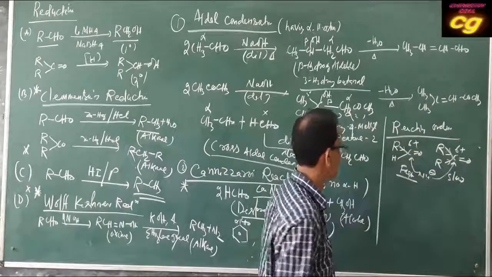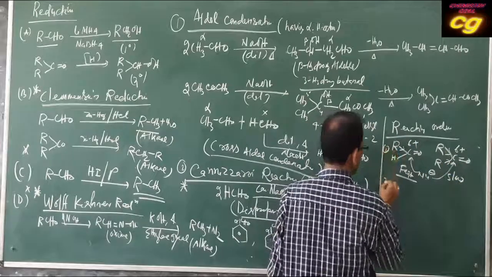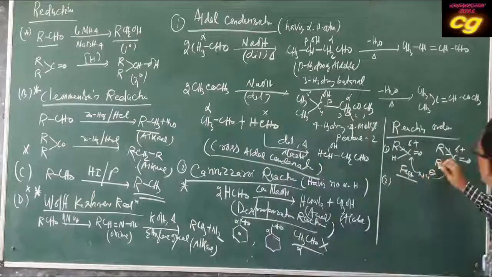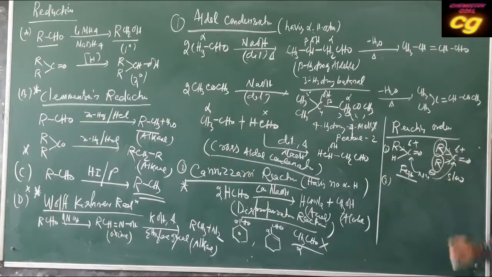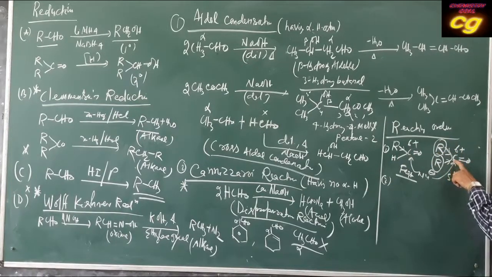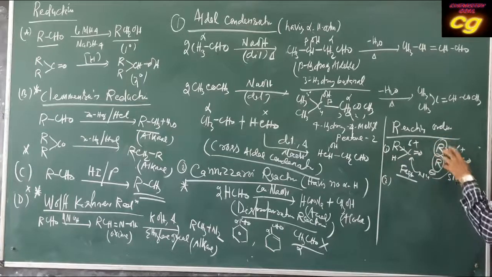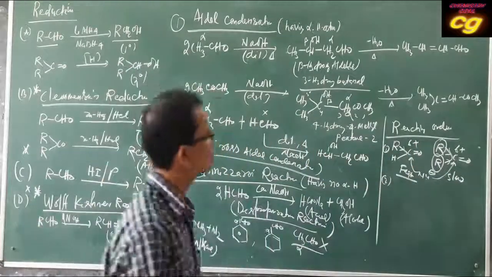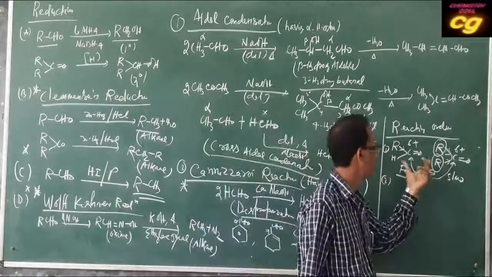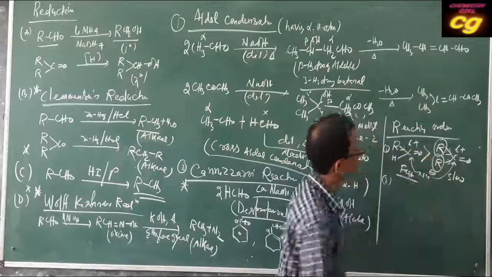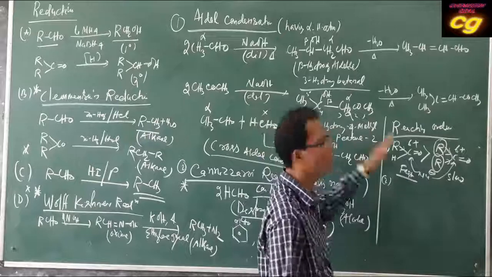This is one point. Another point is the steric factor: as the ketone has two bulky groups, the nucleophile cannot attack this carbon easily. If the bulky groups are more, then the attack will be slow. So this is the very important concept of the reactivity of aldehydes. So aldehyde is more reactive than ketone towards nucleophilic addition reactions.